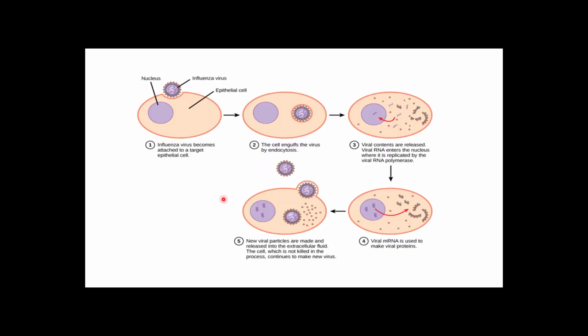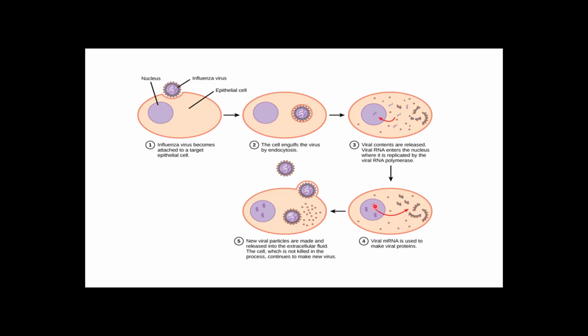This is just to give you an example of how these viruses enter into the cell and how they become intracellular pathogens. This one is the most common virus, the influenza virus. The influenza virus attaches to a target epithelial cell, and the virus enters into the cell by the process of endocytosis. Once the virus enters into the epithelial cell, it releases its content, and the viral RNA enters into the nucleus, which makes copies of its viral RNA using the viral RNA polymerase.